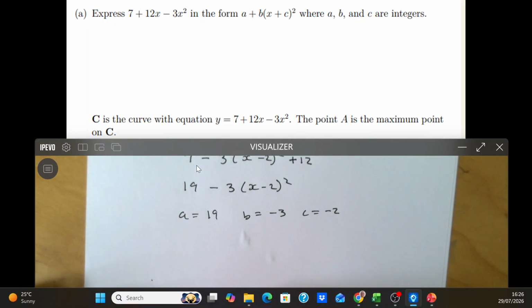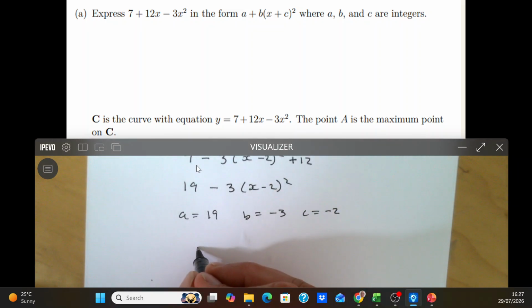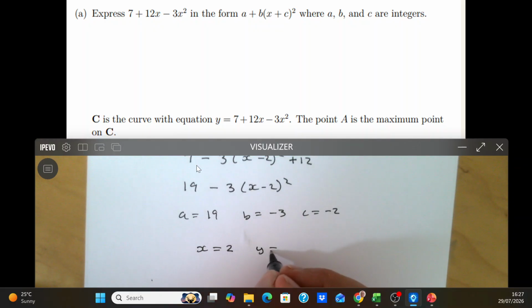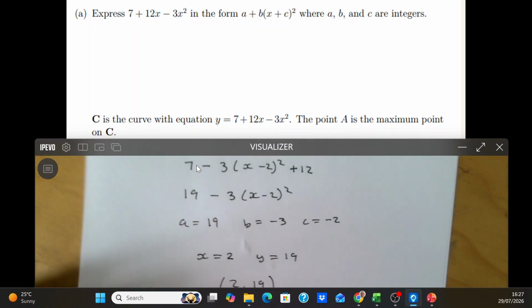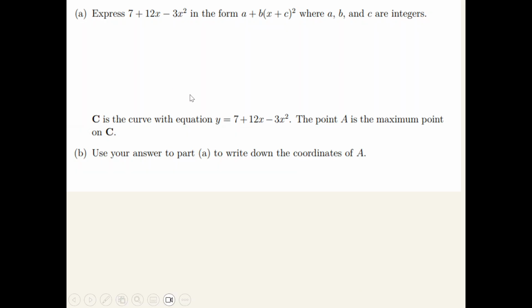We need to find the minimum. Well, the minimum is when this equals 0. So that will equal 0 when x equals 2 and y will equal 19. And it asks for the coordinates. So that's 2, 19. Right. Now, that's my bit done. Now let's work through one together.